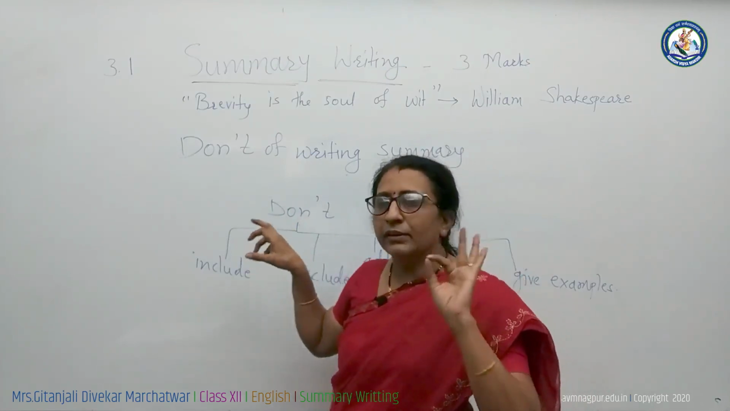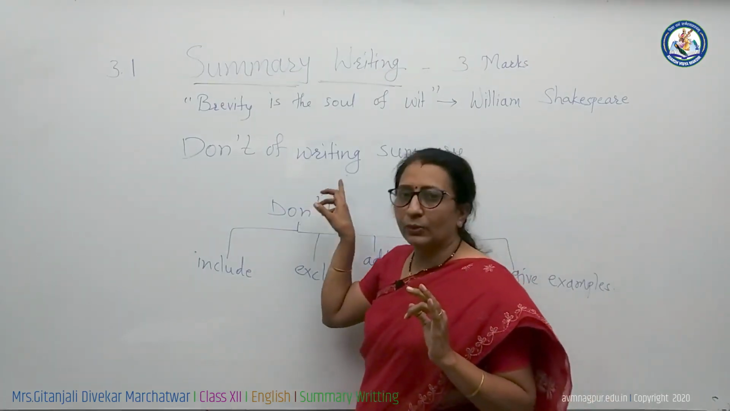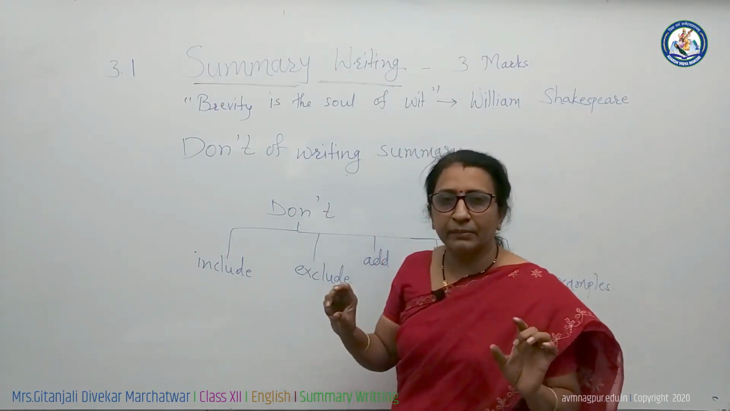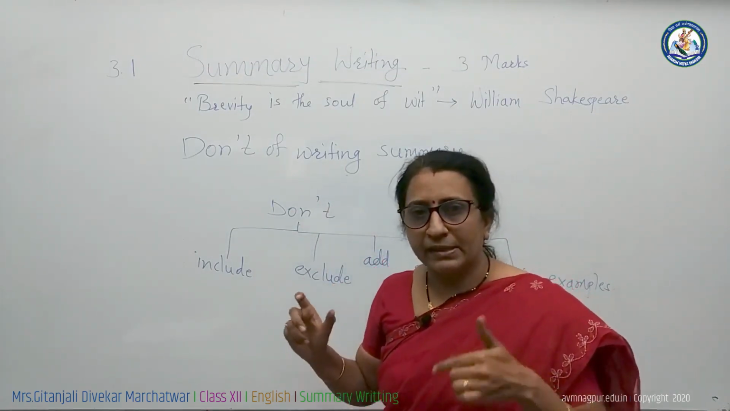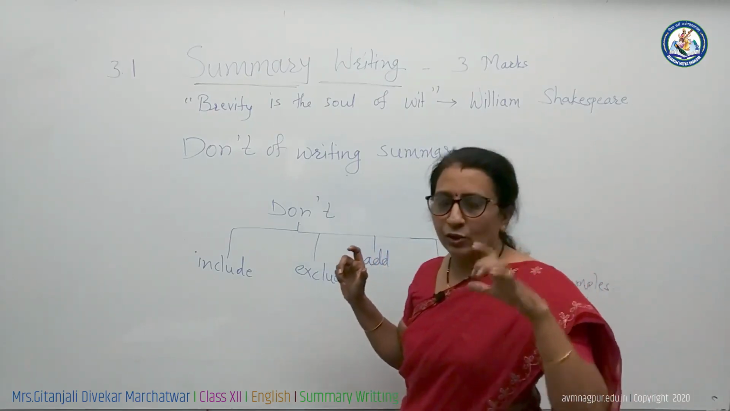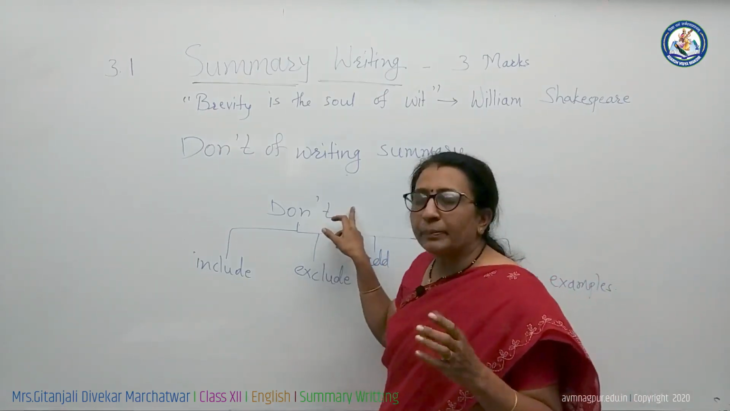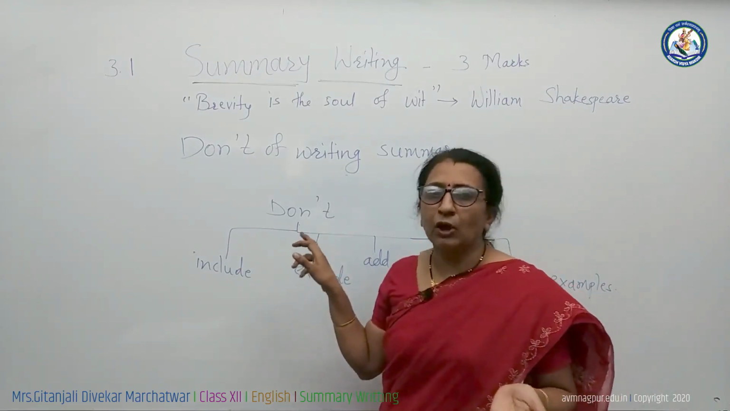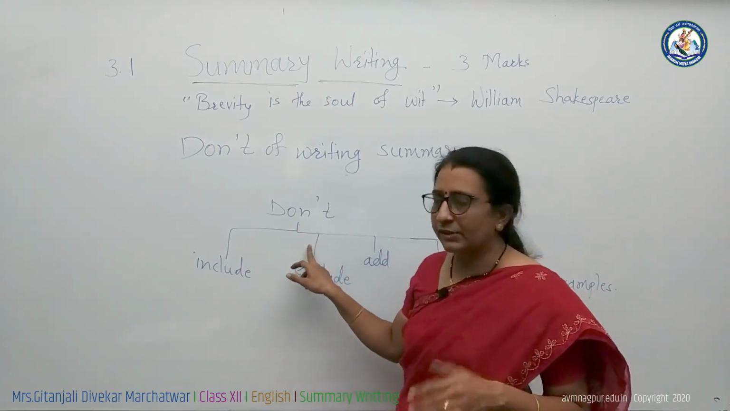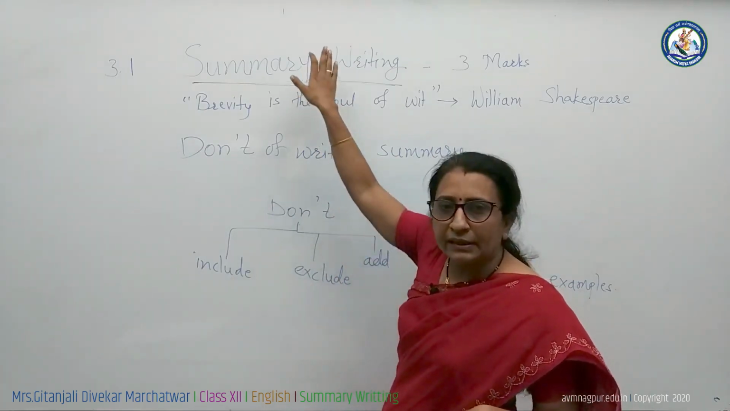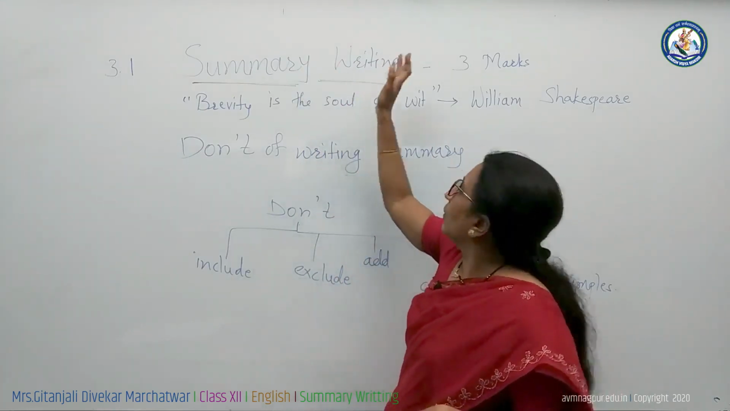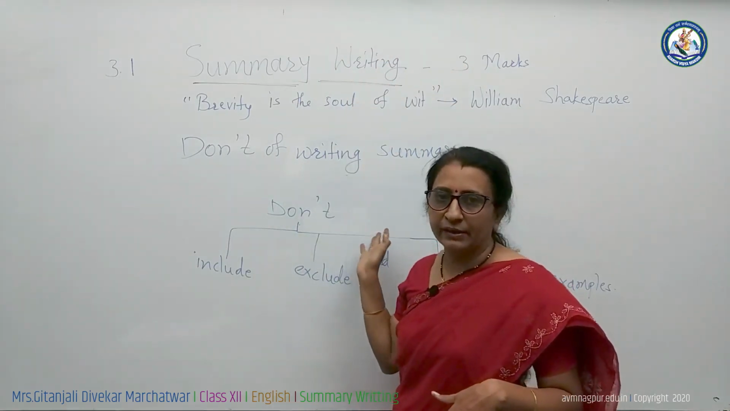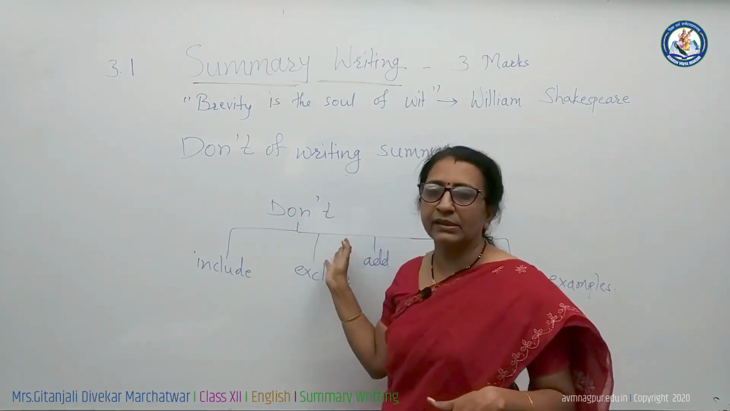So what are the main things to understand or to remember? That is, the title should be given in the beginning. The summary's presentation should be in a single and short para. It should be in your own words, and the length should be 1/3 of the given passage. In this way you can easily write the summary and score 3 out of 3 marks if all these things are understood and taken care of.